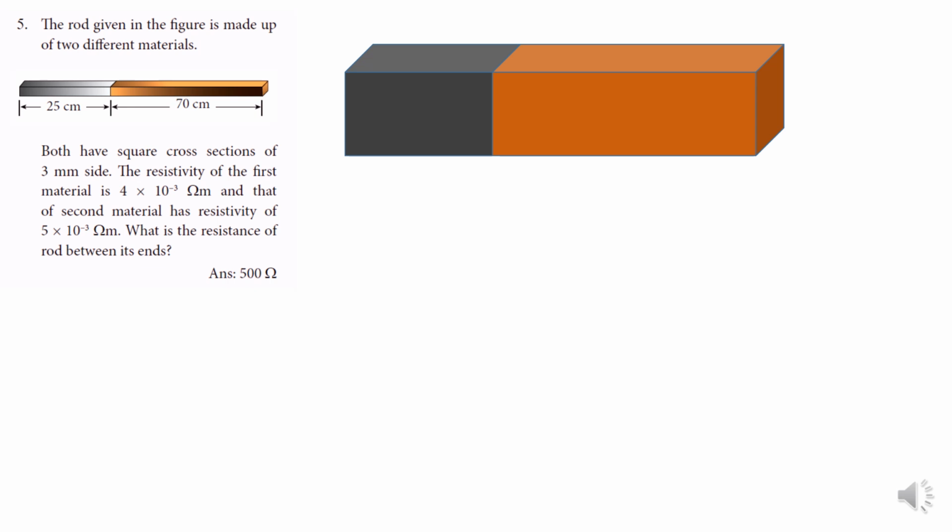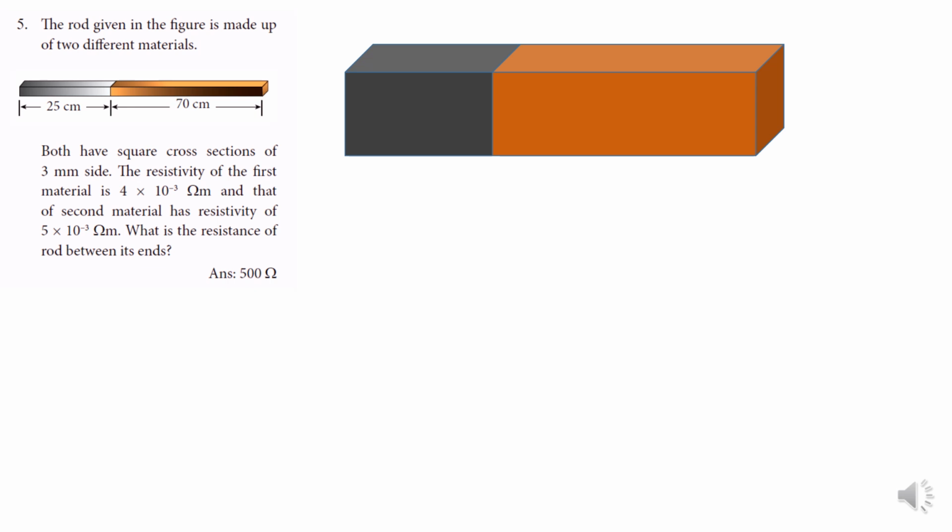So question number 5. The rod given in the figure is made up of 2 different materials. Both have square cross sections of 3 mm side. The resistivity of the first material is 4 into 10 power minus 3 ohm meter, and the second material has resistivity of 5 into 10 power minus 3 ohm meter. What is the resistance of the rod between its ends? Okay, shall we start?